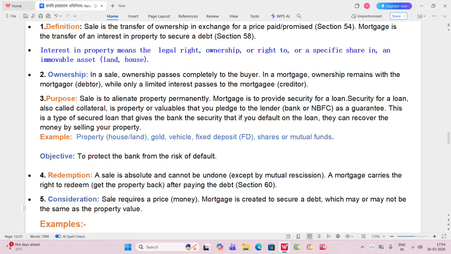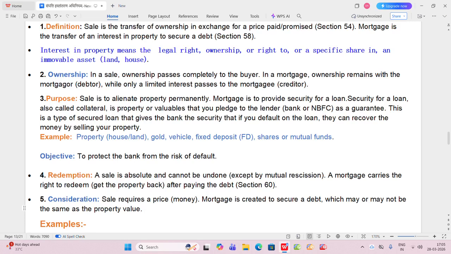Now, what is the object of giving a guarantee to a bank? To protect the bank from the risk of default. It means if you are not giving any guarantee, the bank may be at risk because you may not be able to pay. In some cases it happens that the mortgagor cannot pay the loan he has taken from the bank. In that case, the bank will go into default.